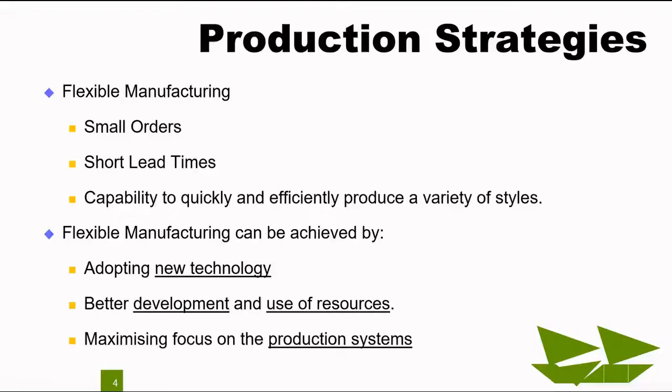Now, second is better development and use of resources. Develop the resources, that's your responsibility, and better use of the resources. So whatever resources you have, it can be people, it can be computers, it can be machines. So better development and use of resources is what can help you in flexible manufacturing. And of course, maximizing focus on production systems. Such systems which can give you what you want.